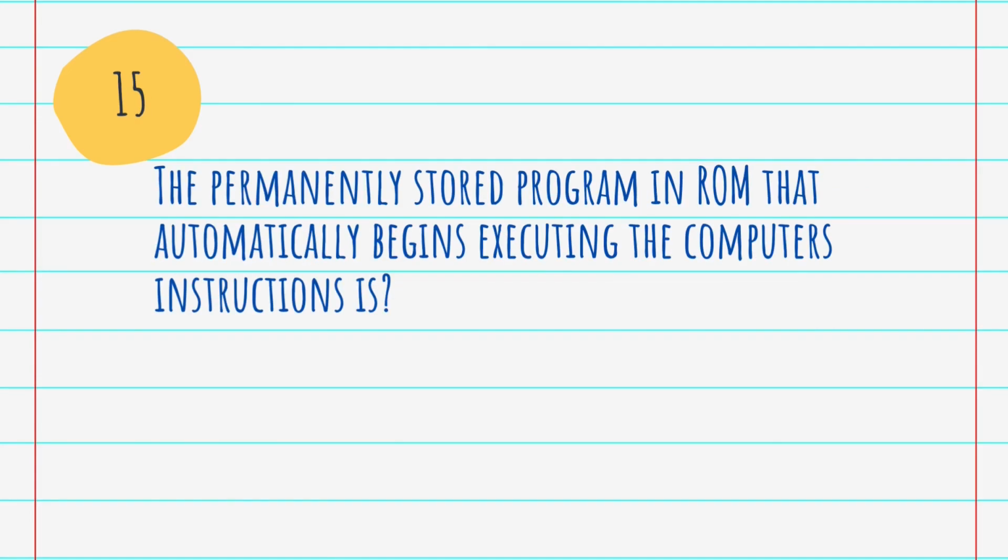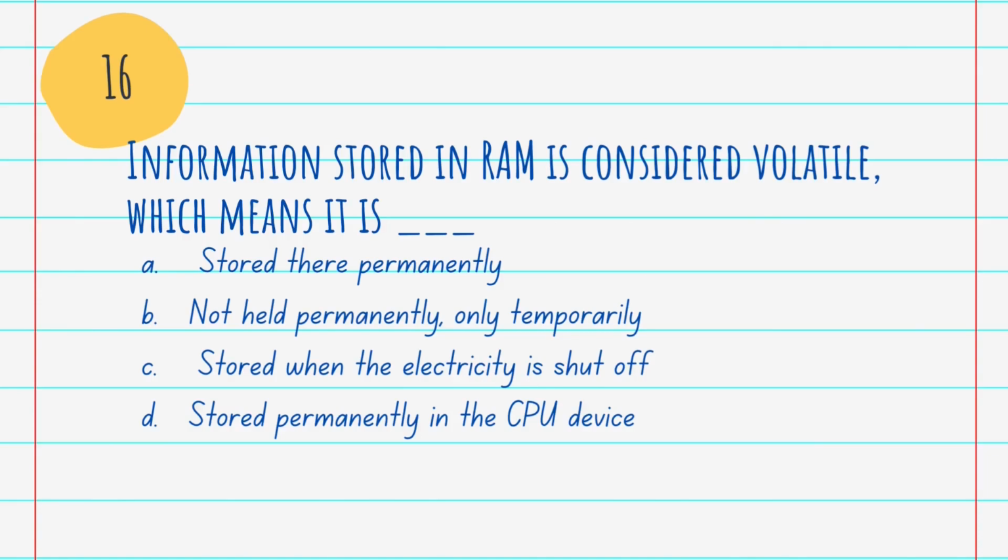Okay. Question number 15. The permanently stored program in a ROM that automatically begins executing the computer's instructions is. And the answer is BIOS. BIOS, that is Basic Input Output System, is the program a computer's microprocessor uses to start the computer system after it is powered on. It also manages data flow between the computer's operating system and attached devices such as the hard disk, video adapter, keyboard, mouse, and printer.